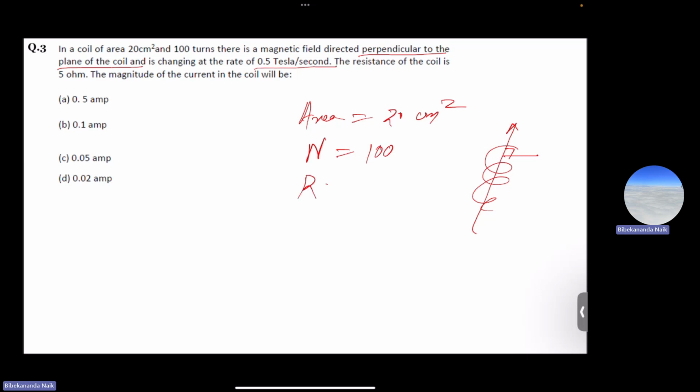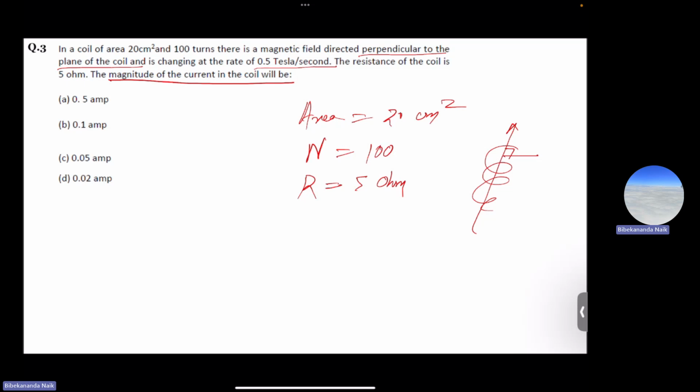So the resistance of the coil is also given. This is 5 ohm, and we need to find out the magnitude of the current in the coil. So options are option A 0.5 ampere, option B 0.1 ampere, option C 0.05 ampere, and option D 0.02 ampere. So these are the four options. I'll give you a few minutes.